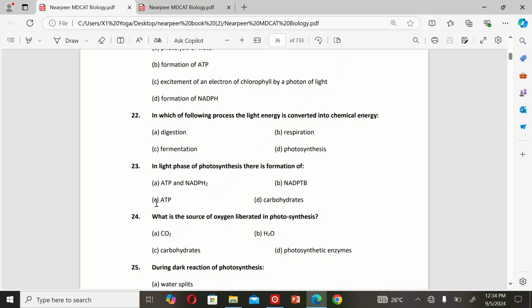C. ATP, and D. Carbohydrates. So the correct option is A. ATP and NADPH. The next MCQ is: what is the source of oxygen liberated in photosynthesis?